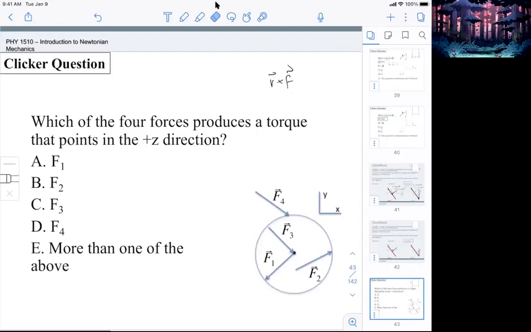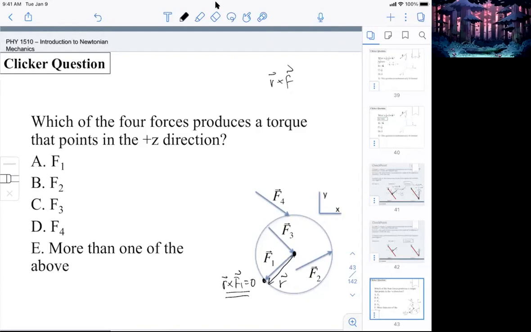You can also see this by looking at R and F. R is from where the center of the rotation is to where the force is being applied. So this is your R. You can see R and F are in the same direction. So R cross F is going to be 0, right? Because the angle between them is 0. So you're not going to have any torque. The same goes for F3. It's not going to give you any torque if you're pushing toward the center of the rotation.